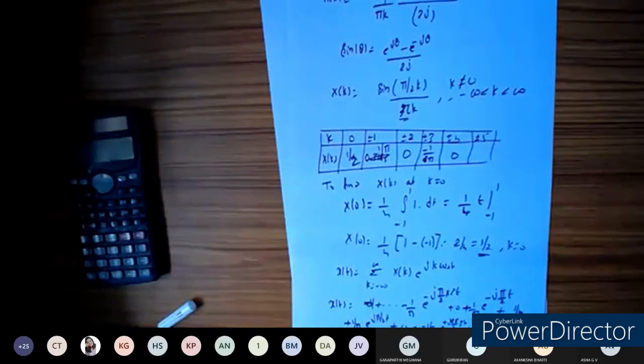Shall I go for the next problem? Any notes in this one? So usually the waveforms will be given, and for the waveforms, we need to find out the expression.